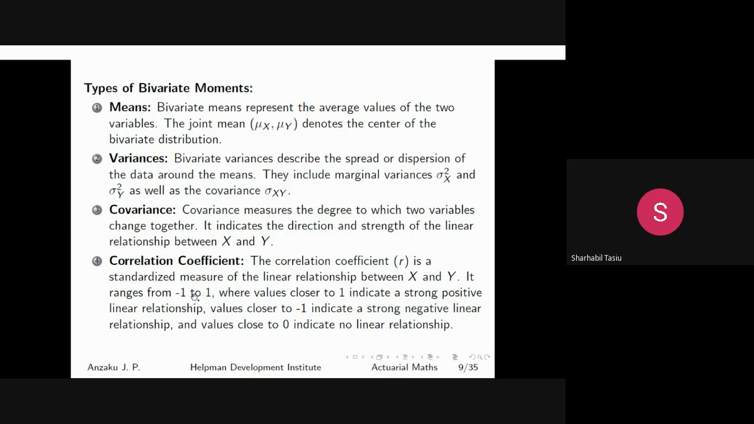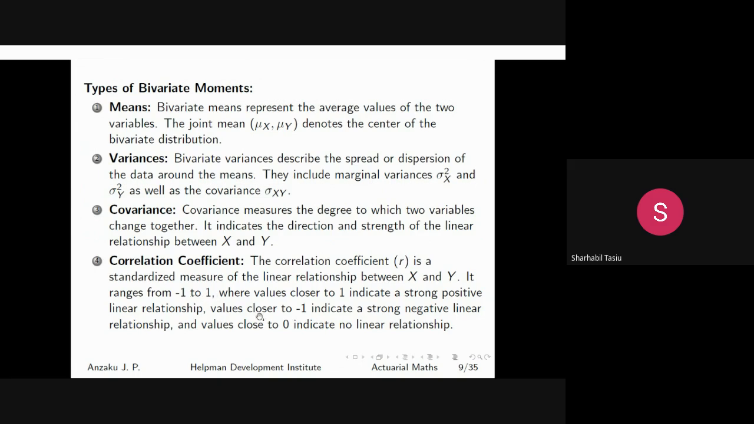If it is less than 0.5, whether positive or negative: if it is negative, we have a weak negative correlation. If it is positive and less than 0.5, we have a weak positive correlation.